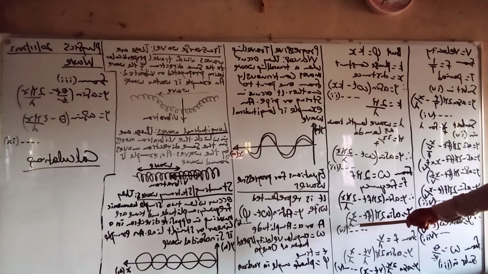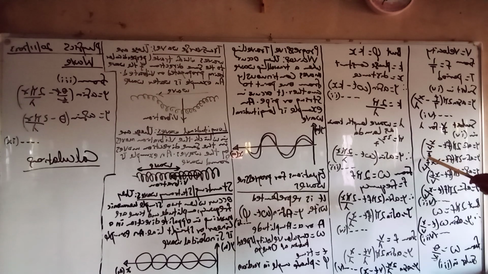Now, we substitute v over f for lambda in equation 4. Substituting v over f for lambda here, we now have y equals a sine 2 pi bracket ft minus x over v over f. Then solving the maths, this divided by this, but inverting this, when you change it to multiplication, it will now have x times f over v.